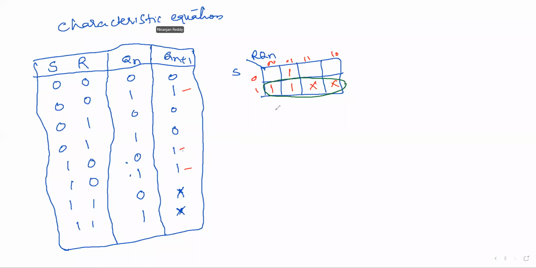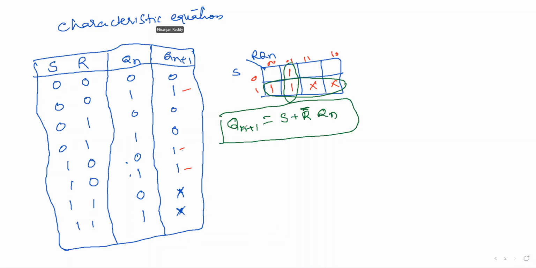From this, what are you getting? Yes, isn't it? And another group is like this. What is this? R bar Qn. This is the expression for Qn plus 1. This is what we call the characteristic equation of the SR flip-flop. I hope all of you understood. Characteristic equation of SR flip-flop.